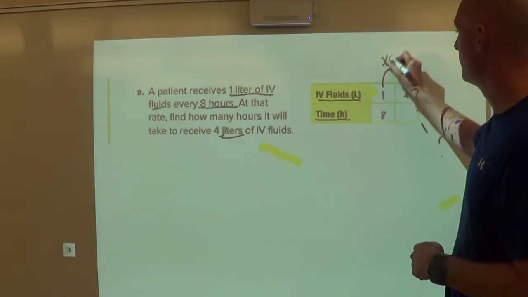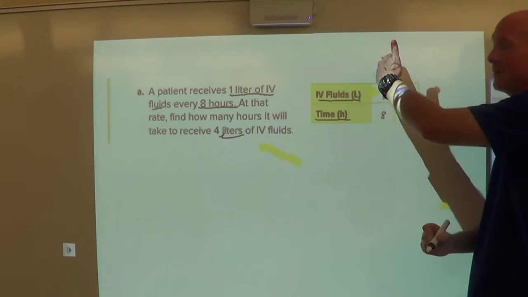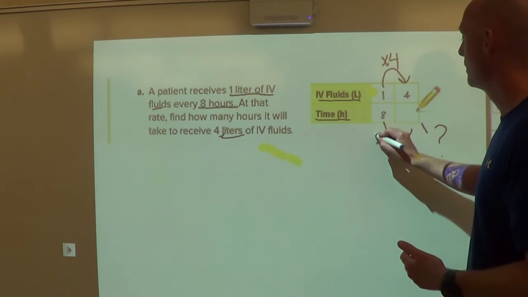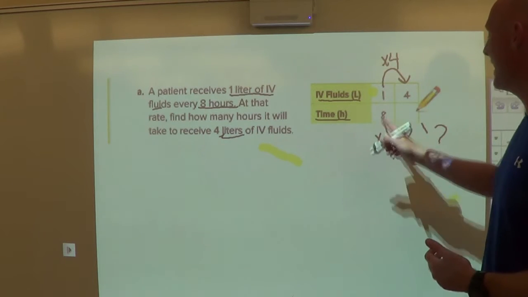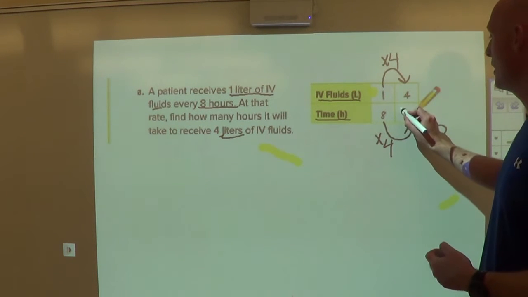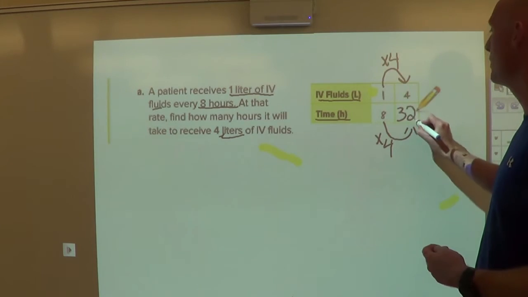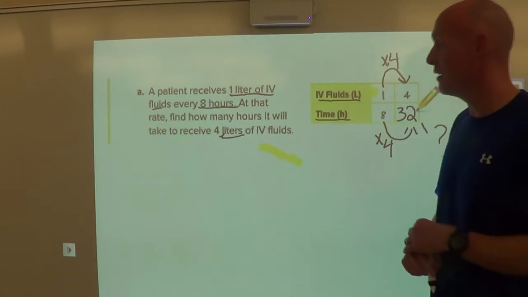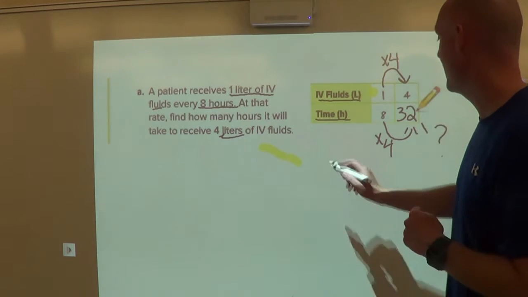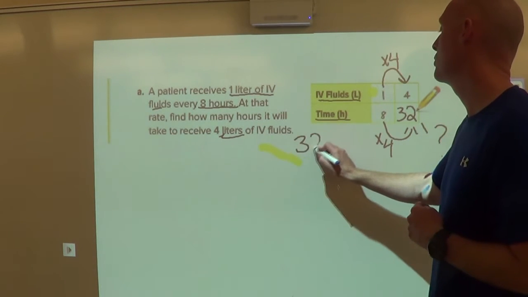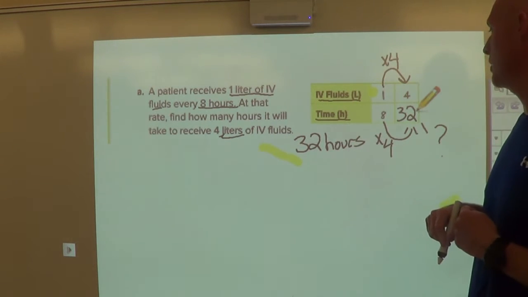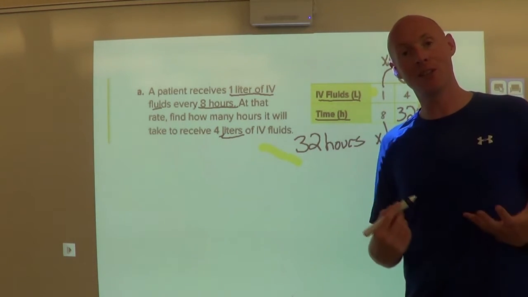Times 4. So if you times the top by 4, what do you have to do to the bottom? Times 4. And in this case, 8 times 4, that is going to equal 32. So my answer is, at this rate, find how many hours it will take to receive 4 liters of fluids. The answer is going to be 32 hours. Cool. Makes sense? Awesome. So now let's look at another example.